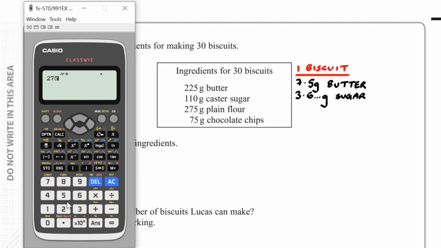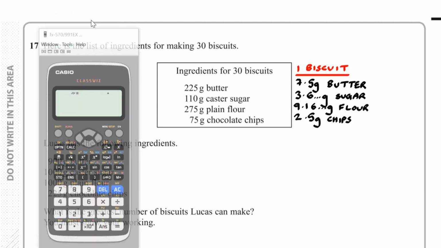If I do 275 divided by 30, we get 9.16 etc. grams. This is for the flour. And if I do 75 divided by 30, we get 2.5 grams of chocolate chips. Now, why is this important?